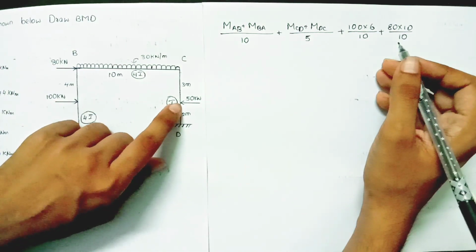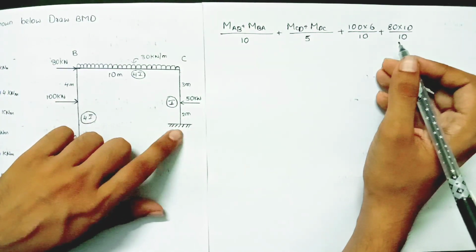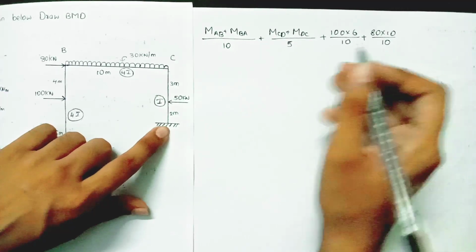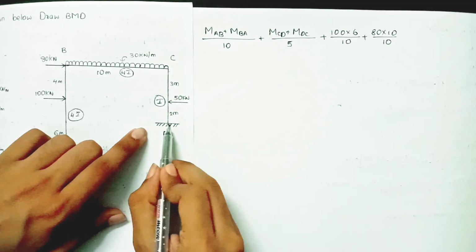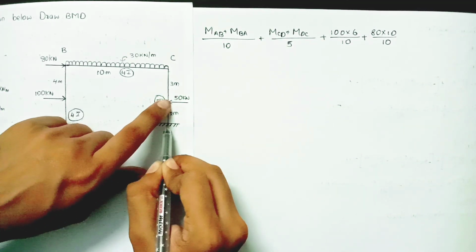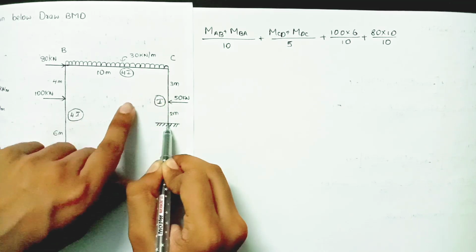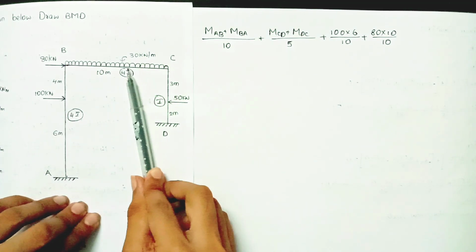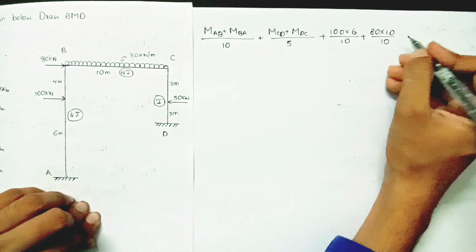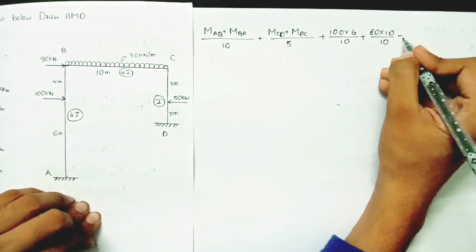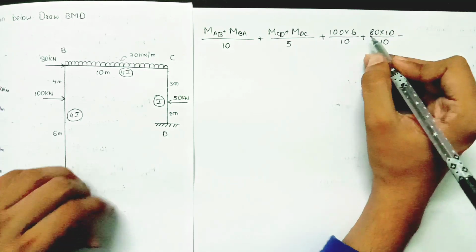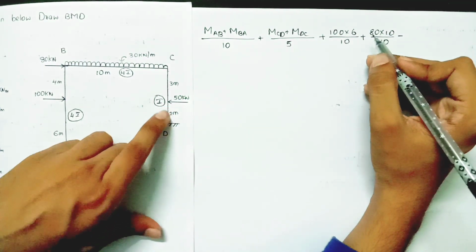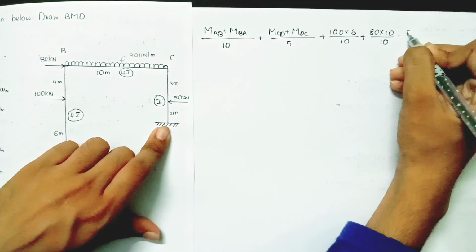Now take this load. The moment will be taken from fixed support D. If I take moment about D, the load is causing the member to move in the anti-clockwise direction. Anti-clockwise I am taking as minus and clockwise as positive. So minus 50 into the perpendicular distance, that is 2.